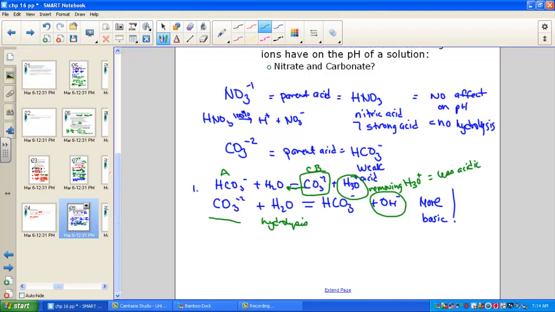So an application, trying to describe this two ways. Le Chatelier, in the first equation, shows if I'm pushing left, the solution becomes less acidic. Or by showing the process called hydrolysis, I'm making the solution more basic. And that's the same description, isn't it?